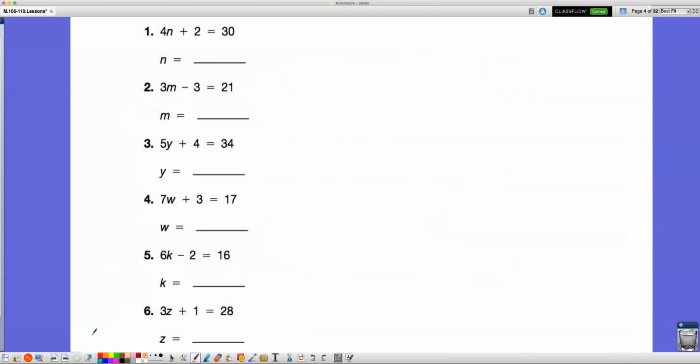All right, now you guys go ahead and try these problems. 4n plus 2 equals 30. Solving for n, what is n's value going to be? Remember, these are two-step equations. You're either going to add or subtract for the first step, and you need to know how much. Then you're going to divide by a certain number, and you need to know how much you divide by to get your final value.